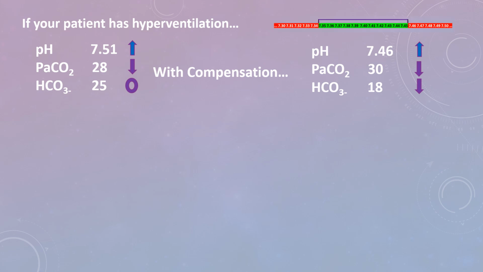We look at the graph to determine if it's full or partial compensation. At 7.46, it's past the line, it's partial compensation. We have respiratory alkalosis with partial metabolic compensation.